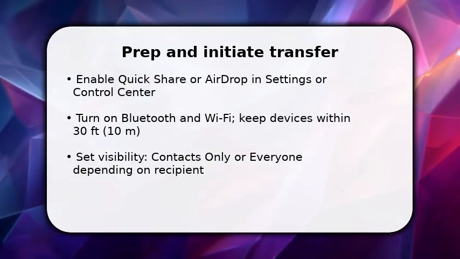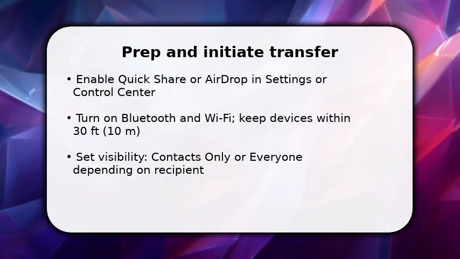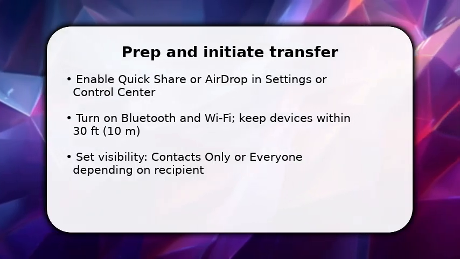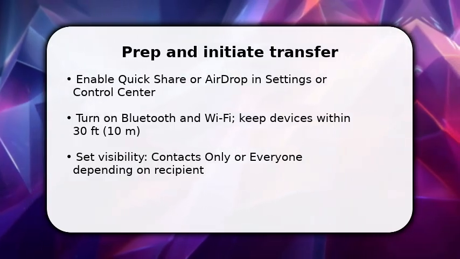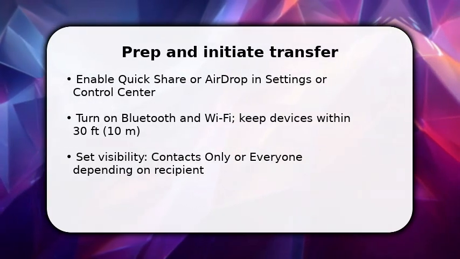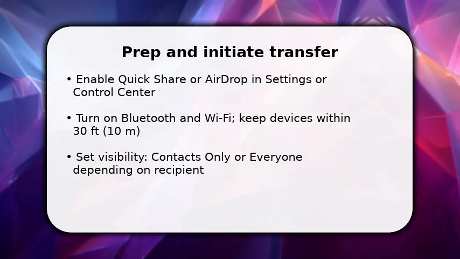You start by enabling the sharing feature on both devices. Quick Share on compatible Android or AirDrop on iPhone. Make sure Bluetooth and Wi-Fi are active so devices can discover each other. This is how peers negotiate a direct transfer.